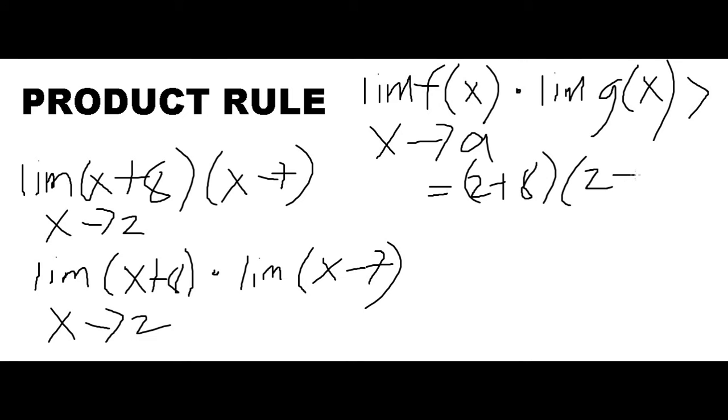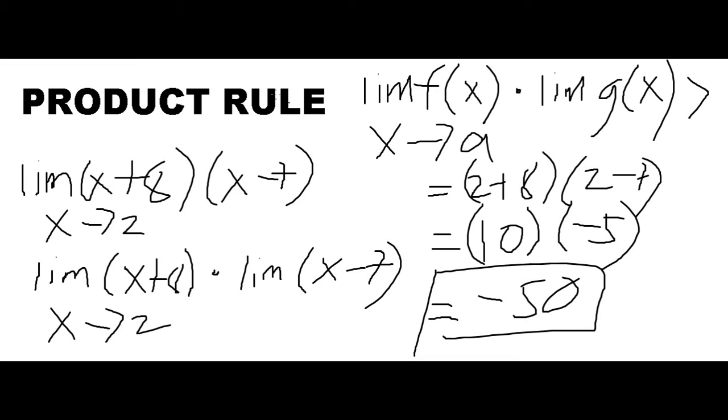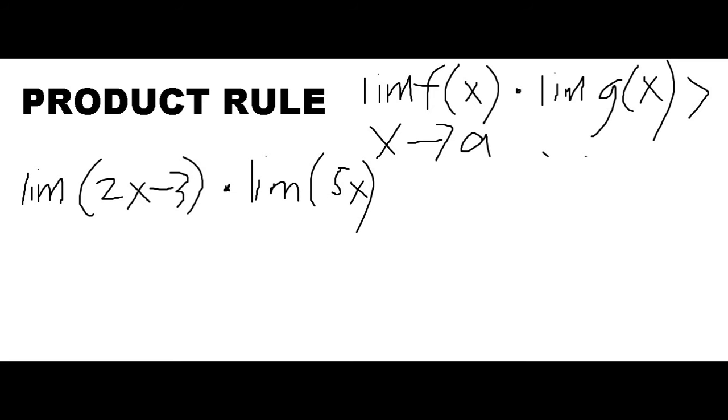We have 2 plus 8 times 2 minus 7 equals to 8 plus 2 is 10 times 2 minus 7 is negative 5. So, 10 times negative 5 is equals to negative 50. So, this is the final answer.